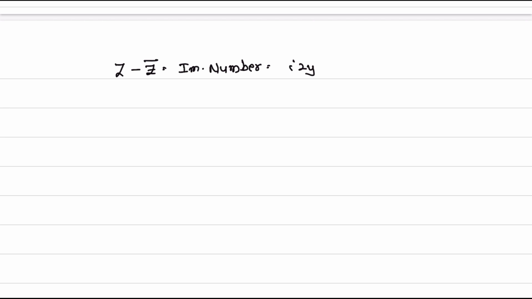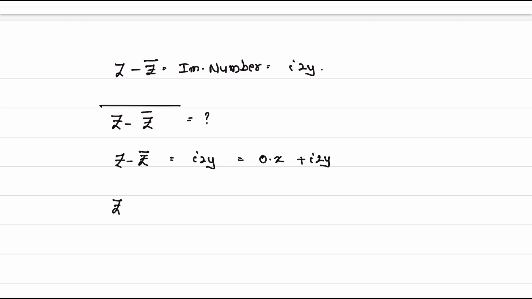Now, this is an imaginary number. What is the value of the conjugate of Z minus Z bar? The whole conjugate of Z minus Z bar is how much? As we have done in the addition, with the same principle we will do it in the subtraction. Z minus Z bar is equal to I into 2y, which is equal to 0 into x plus I into 2y.